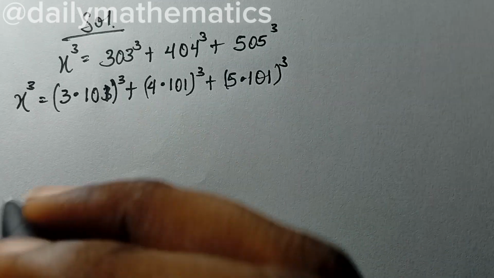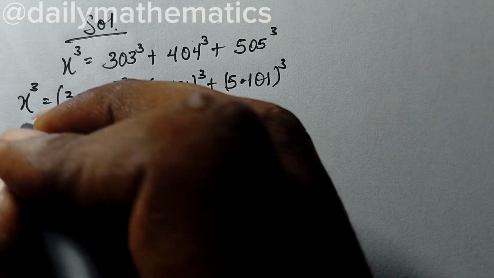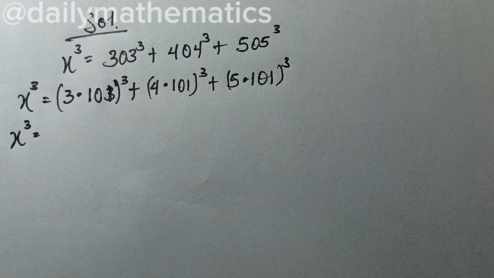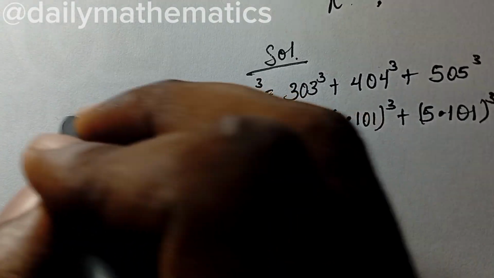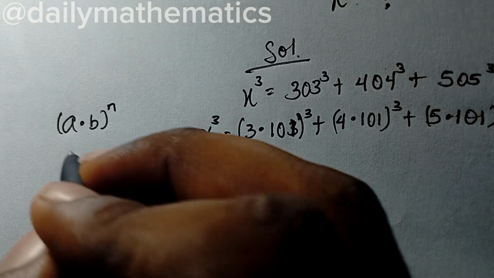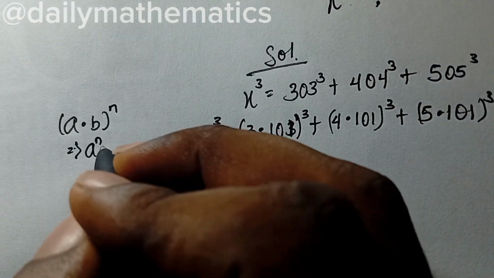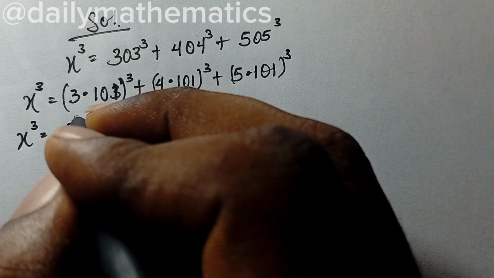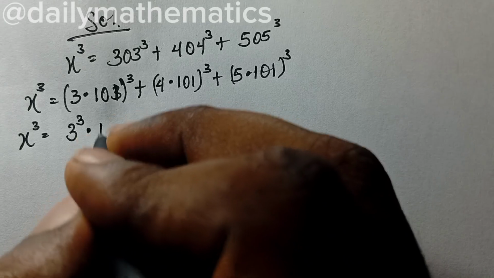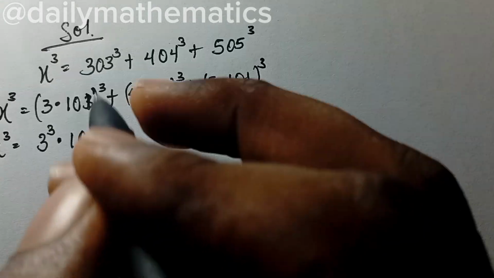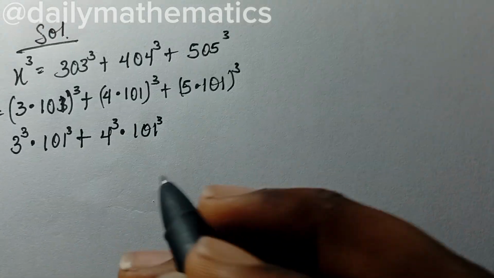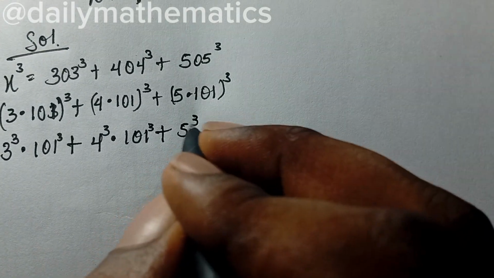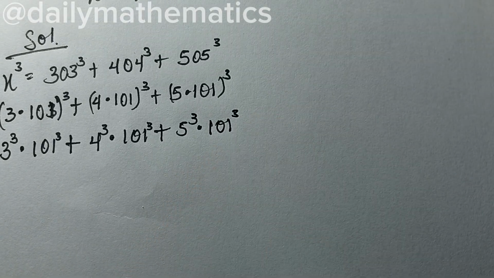So from here we have x cube equals, and we remember that when we have a multiplied by b raised to the power of n, it will give us a raised to the power of n multiplied by b raised to the power of n. So from here we'll have 3 raised to the power of 3 multiplied by 101 raised to the power of 3, plus 4 raised to the power of 3 multiplied by 101 raised to the power of 3, plus 5 raised to the power of 3 multiplied by 101 raised to the power of 3.